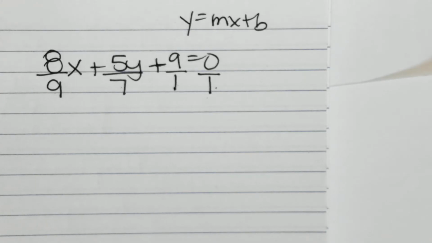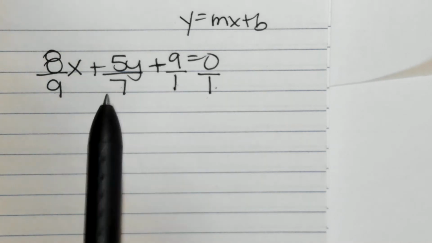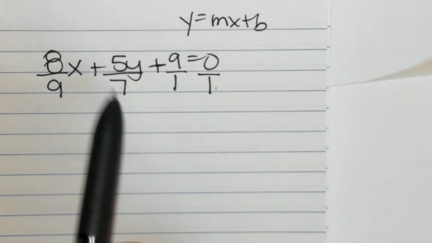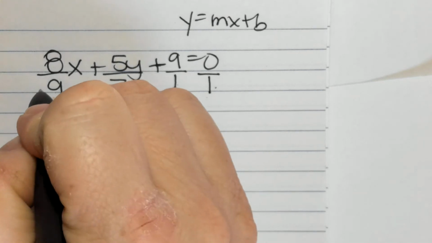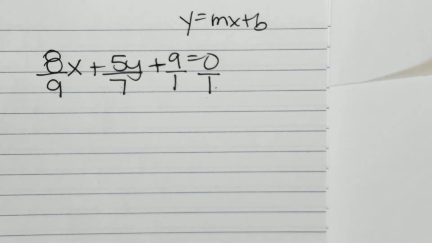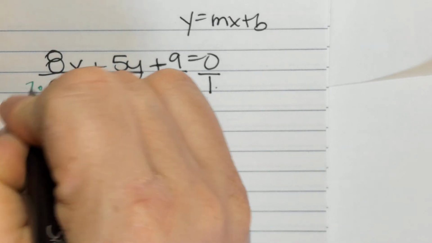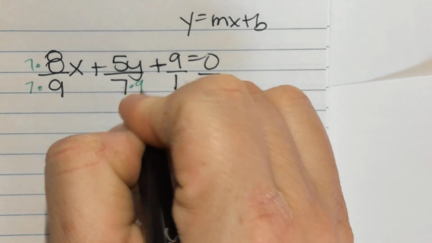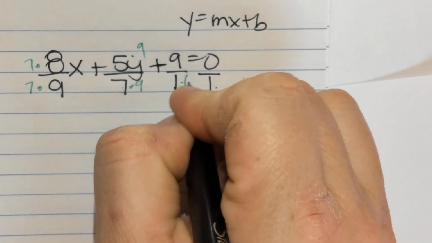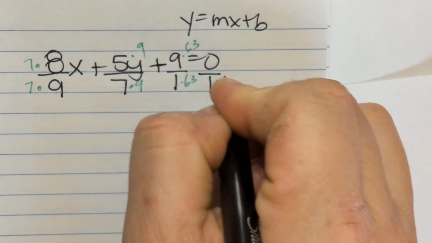And if no number pops into mind, a quick way you can do it is go 1 times 7 times 9, 63. Okay, so I'm going to take here and I'm going to go times 7 and times 7, times 9 and times 9, times 63 and times 63.